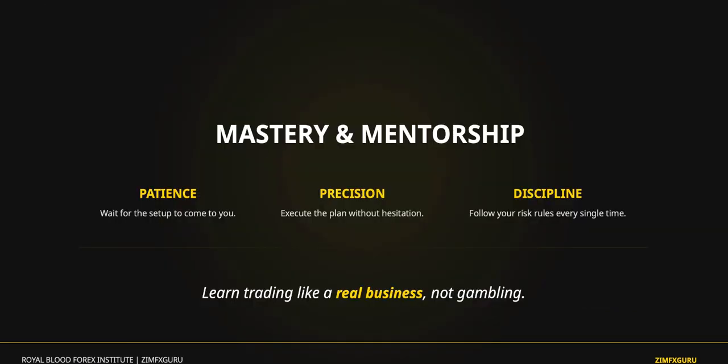So mastery and mentorship. So patience, wait for the setup to come to you. You don't just set up, you wait for them. And precision, execute the plan without hesitation. So you need to follow the strategy over and over again. Just do as you were taught. And discipline, follow your risk rules every single time. Learn trading like a real business, not gambling.